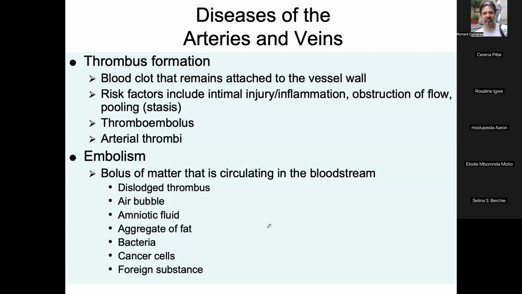An embolism is just a bolus of matter circulating in the bloodstream. It becomes a thrombus when it's stationary, when it's blocking flow. It can be an air bubble, amniotic fluid, aggregates of fat, bacteria, cancer cells, a foreign substance. Doesn't really matter what it is. It can even be a blood clot. Okay. As long as it's bigger than the opening it's trying to get through, it can graduate from an embolism to a thrombus, right?